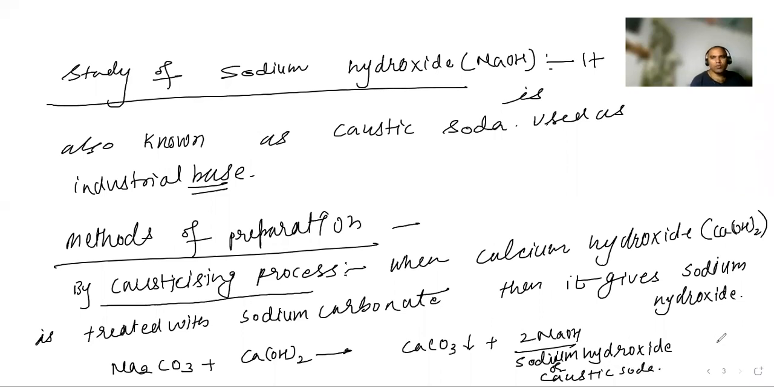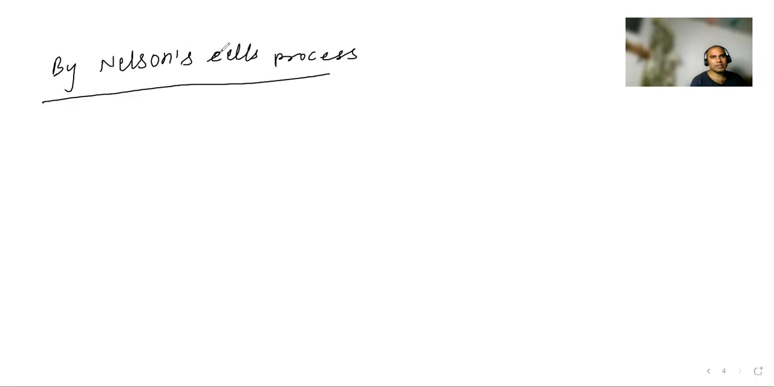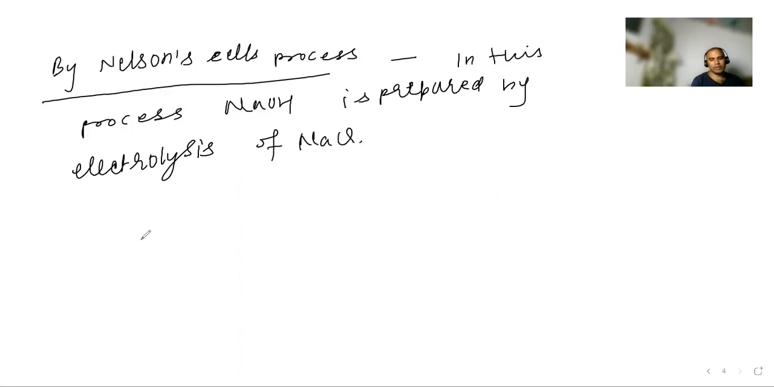One more method of preparation is by the Nelson cell process. In this process, NaOH is prepared by electrolysis of NaCl.